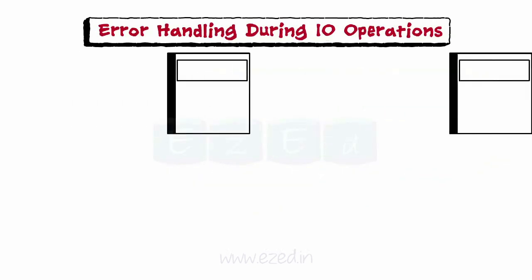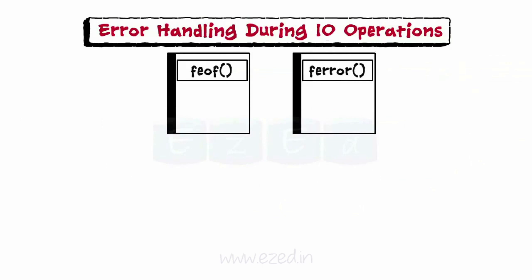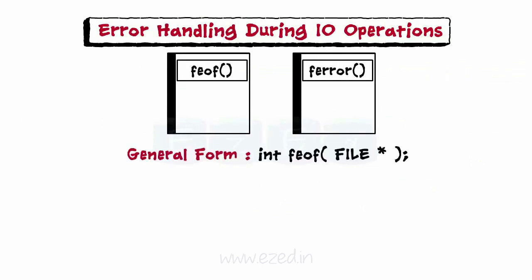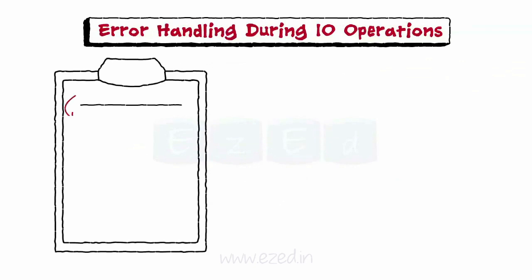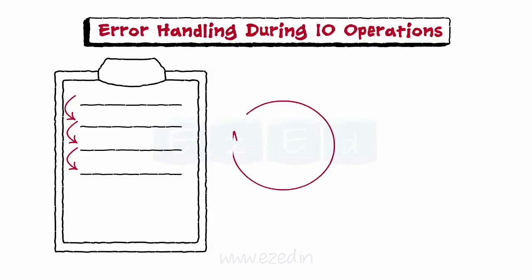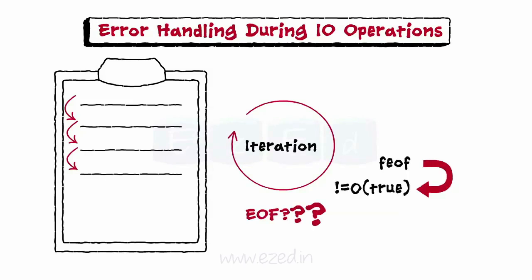C provides two status inquiry library functions, namely feof and ferror. This is the general form for the feof function, used to determine if the end of the file specified has been reached. When a file is being read sequentially, one line or one piece of data at a time, by means of a loop, this is the function you check every iteration to see if the end of the file has come. It returns non-zero (true) if the end of the file has been reached, 0 (false) otherwise.